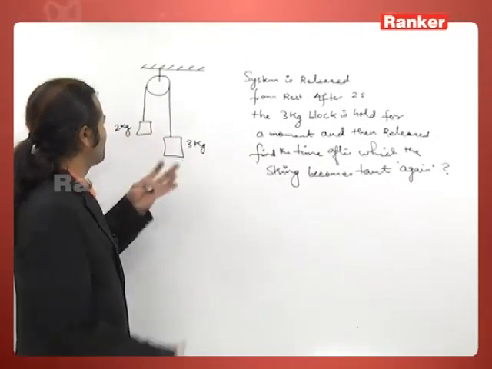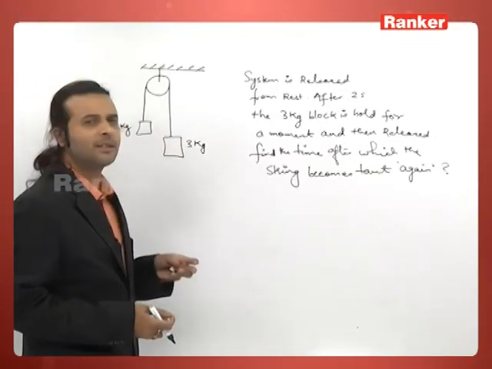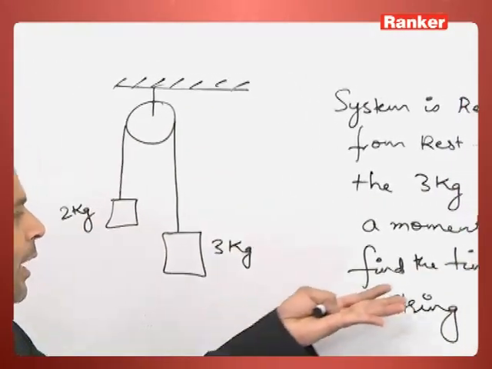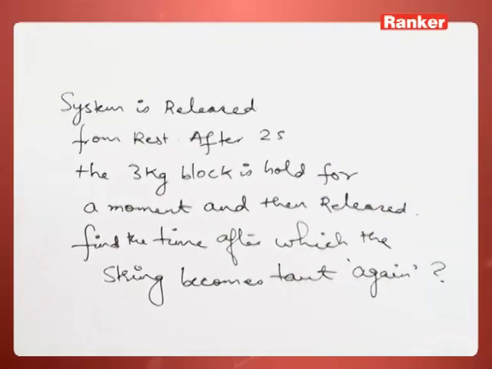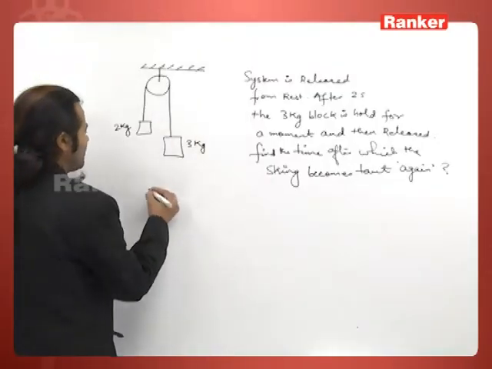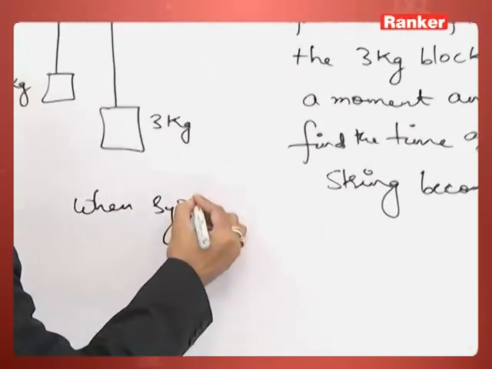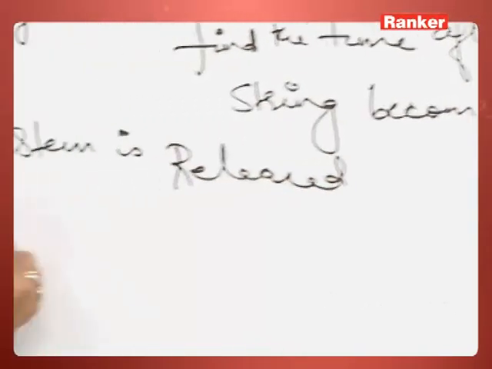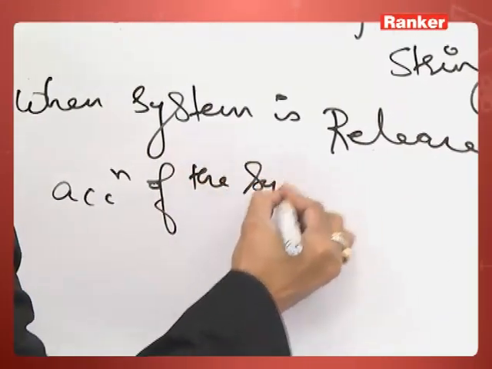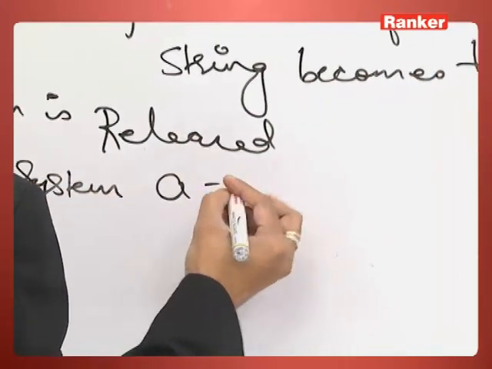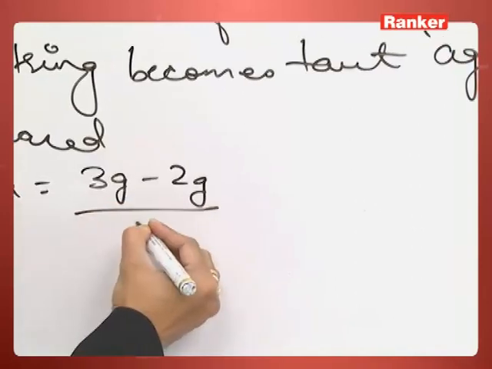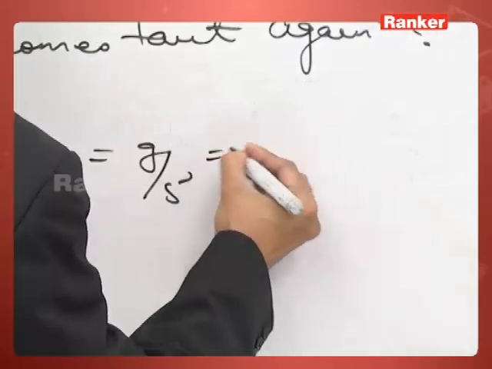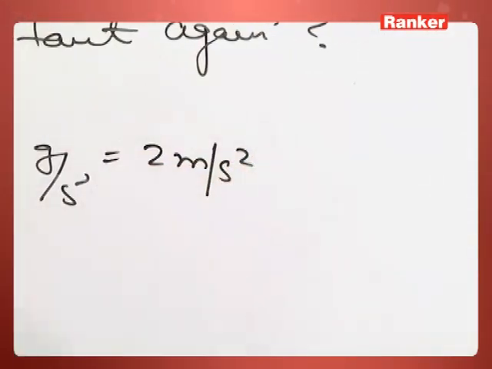This is a system with a 2 kg block and a 3 kg block. The system is released from rest. After 2 seconds, the 3 kg block is held for a moment and then released. Find the time after which the string becomes taut again. Now, when the system is released, the acceleration of the system we can easily find: A equals (3g minus 2g) divided by (3 plus 2), which is g by 5, or 10 by 5, 2 meter per second square.